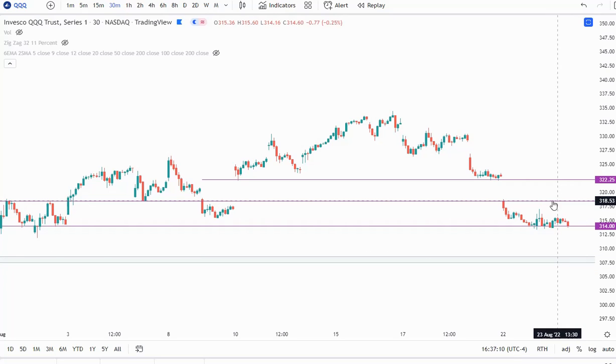So the initial resistance would be around this level, 318, and then there's a gap between 318 and 322. So there would be an additional area of resistance.